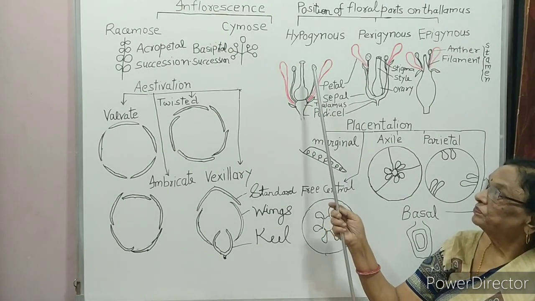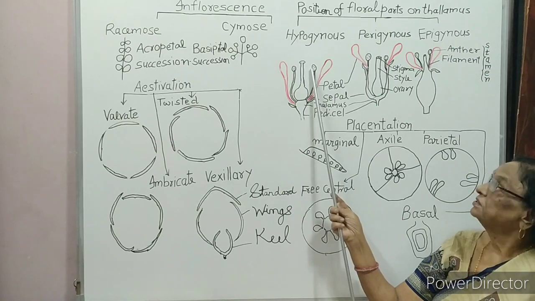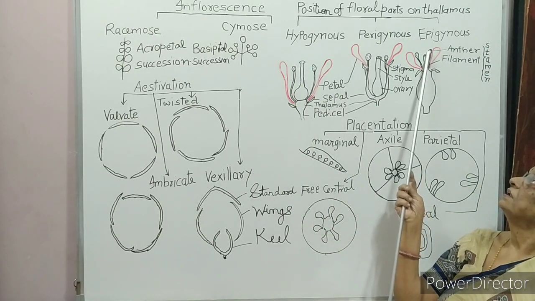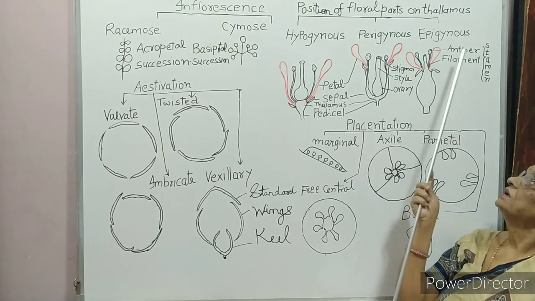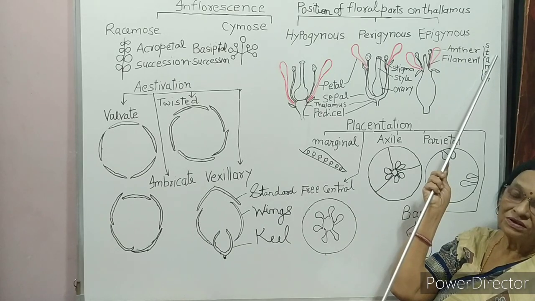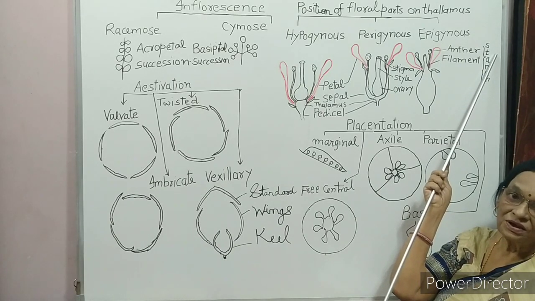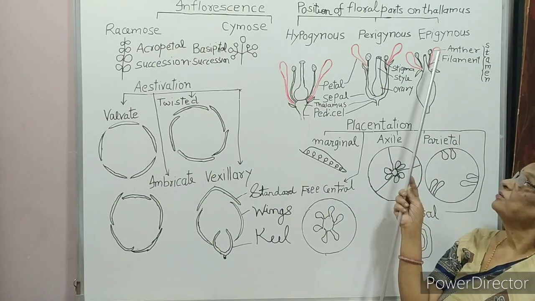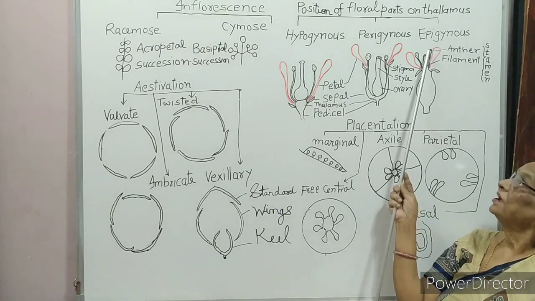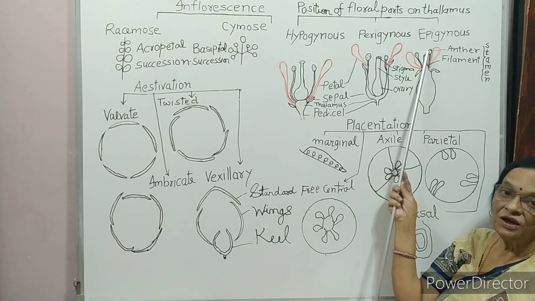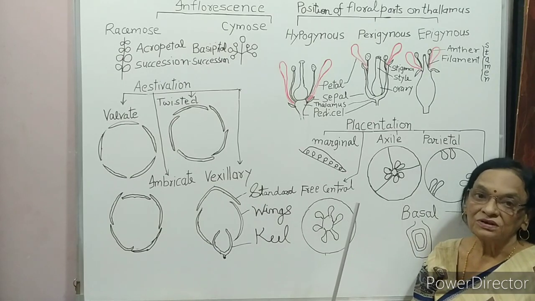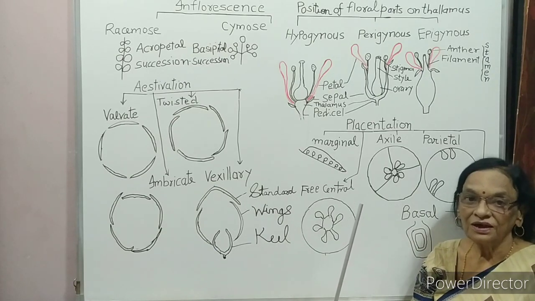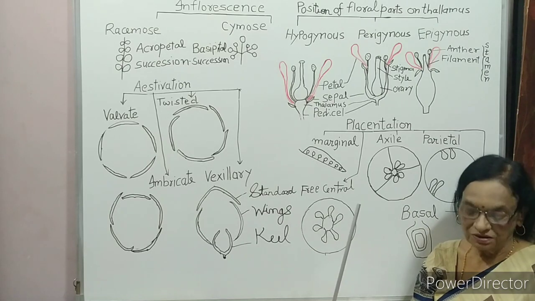What is androecium? Androecium is the male sex organ of a flower. One unit of androecium is called stamen. Stamen has 2 parts: the anther or sac, where pollen grains are produced, and a long stalk called the filament. So stamen has 2 parts: anther and filament.